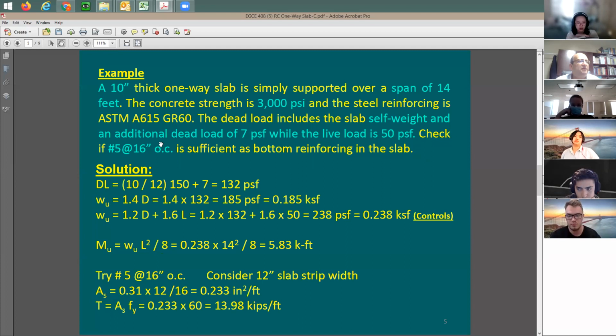It says here, check if number 5 at 16-inch is sufficient. Yes, it says here number 5 at 16. What does it mean by that? It means that you are going to lay the reinforcing so that each bar is going to be away from the other one by 16 inches. It's going to be just continuous. This is not just 2-3 rebars. You're going to keep on adding rebars like this. So the spacing here says 16-inch. OC means on center. So let me put it here.